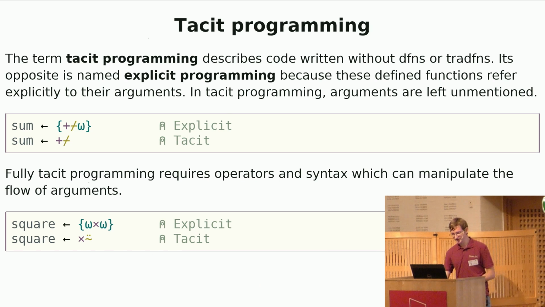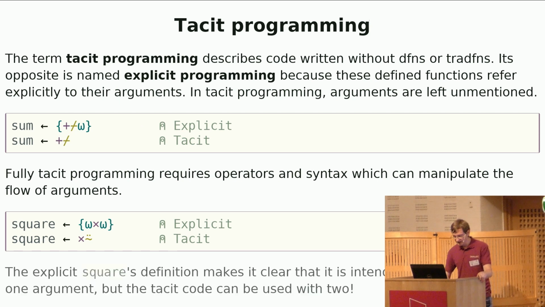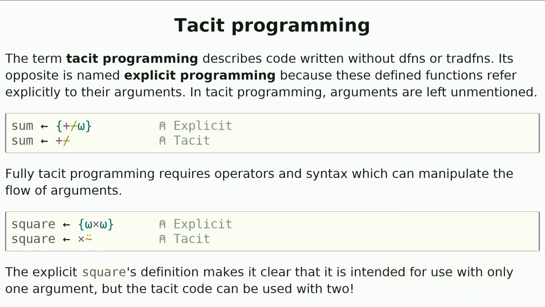Now, the thing to notice about these examples is that the defns, because they mention their argument, make it clear that these are functions of one argument. You can pass another argument on the left, but it'll just ignore it. In contrast, the two tacit functions here both actually have another meaning when you give them a second argument. So sum becomes a windowed reduce, and square becomes multiplication. And in both of these cases, these are not really particularly useful alternative functions. They're not that closely related to the original definition.